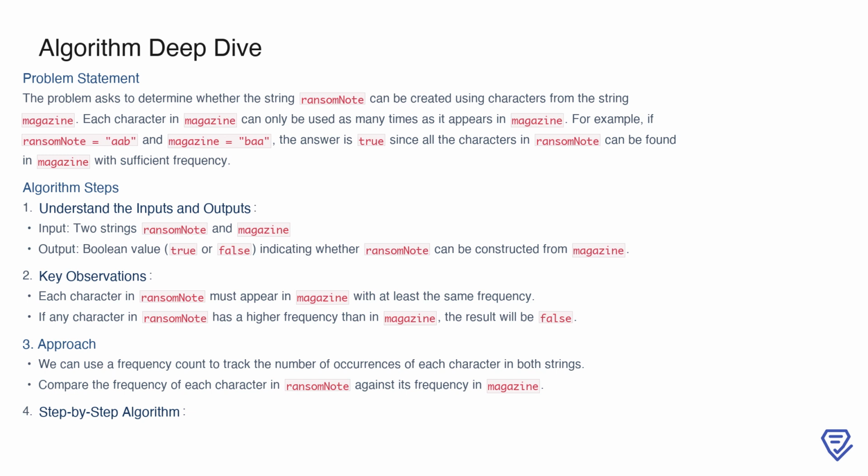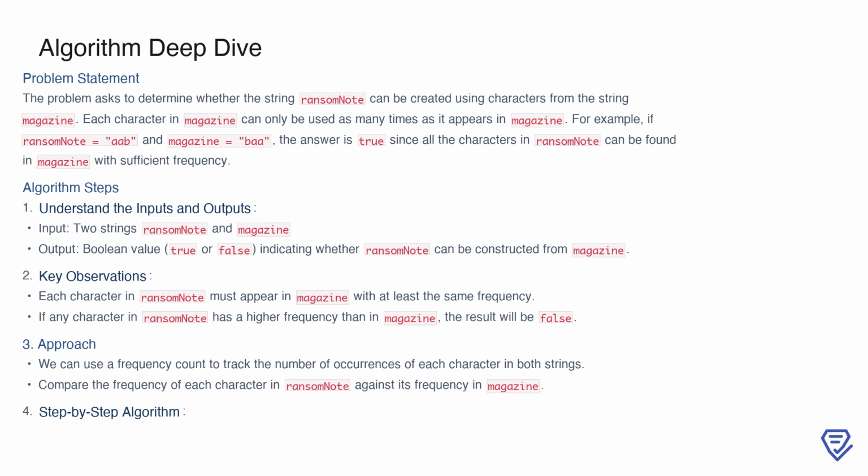To approach this, we start by understanding the inputs and outputs. The inputs are two strings, ransomNote and magazine, and the output is a Boolean value indicating whether the construction is possible. A key observation here is that each character in ransomNote must appear in magazine with at least the same frequency. If any character in ransomNote exceeds its frequency in magazine, the task becomes impossible.